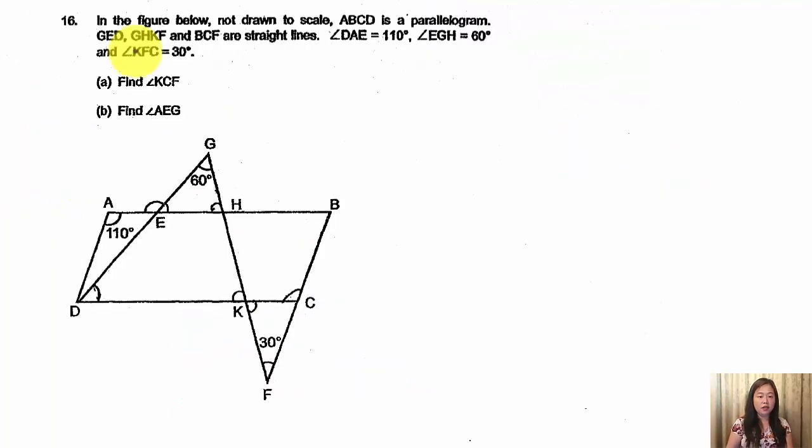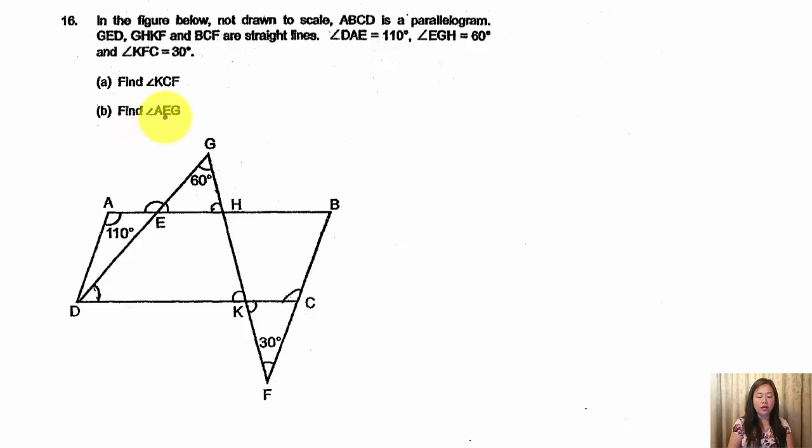Question 16. In the figure below, not drawn to scale, ABCD is a parallelogram, GED, GHKF, and BCF are straight lines. Angle DAE is equals to 110 degree. Angle EGH is equals to 60 degree. And angle KFC is equals to 30 degree. A. Find angle KCF. B.